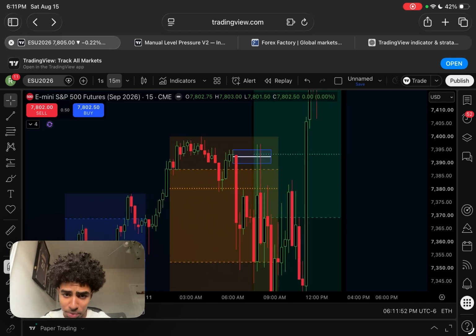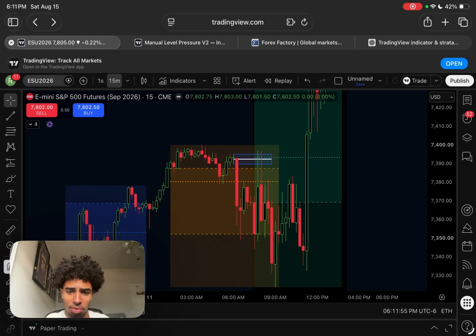When we mark out this box, we wait for the New York session to open. If price has broken below, we're looking for price to retest this box and push down lower. If price pushes above the box, we're looking for this box to get respected and then continue pushing up higher. Okay, so we're going to get into some examples.